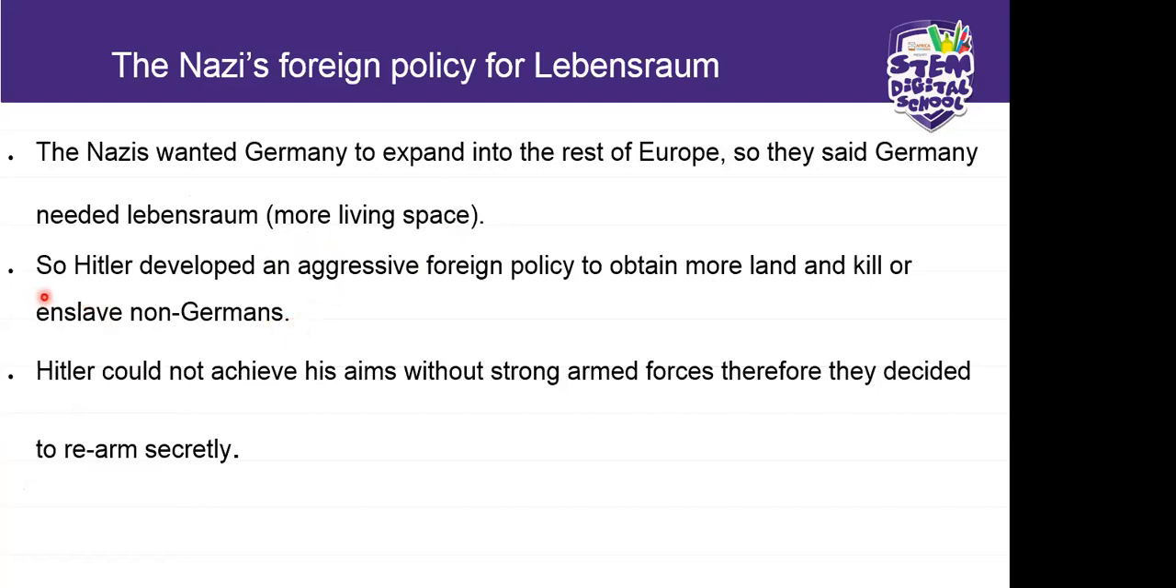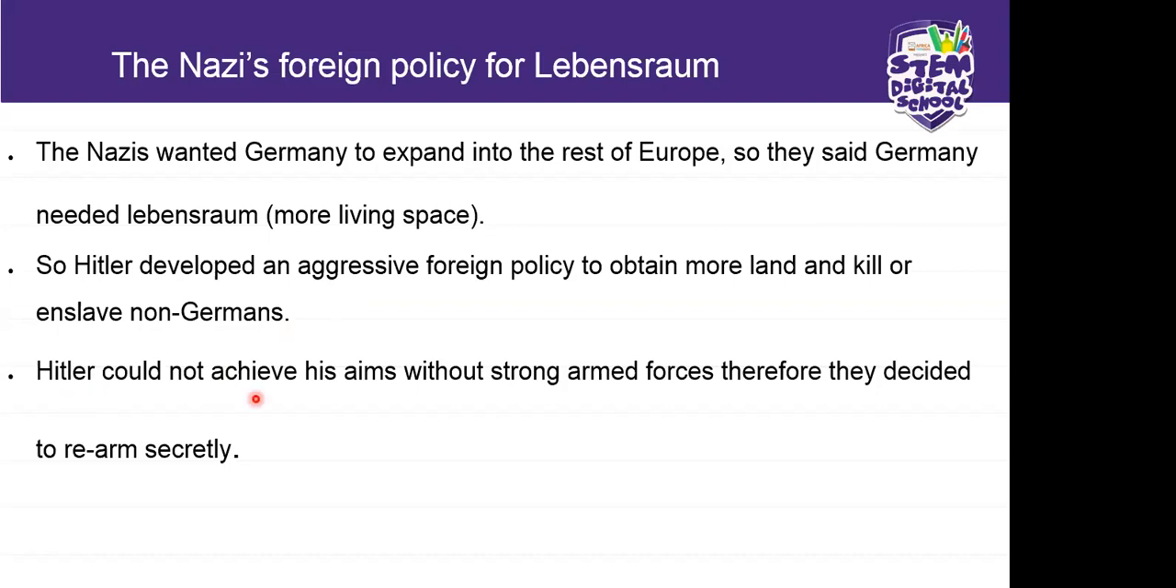So what did Hitler do to come up with this Lebensraum policy? He developed an aggressive foreign policy to obtain more land and kill or enslave non-Germans. So the aggressive foreign policy was included in the Lebensraum laws. It was an aggressive foreign policy to kill more people and to occupy more land.